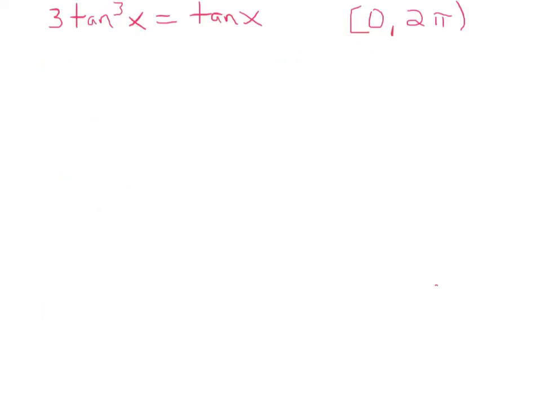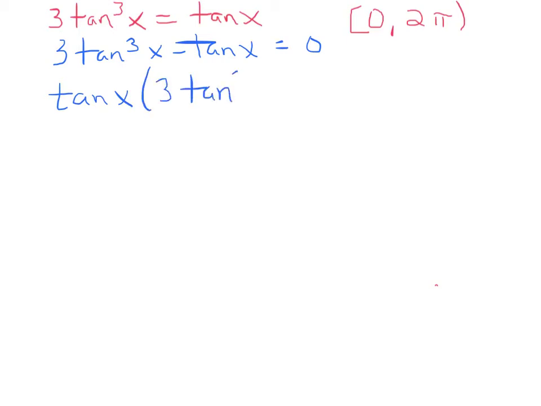3 tangent cubed x equals tangent x. Now here we do have a restriction, so that might help us out a little bit. We won't have to have that pi n or that 2 pi n stuff going on there to get all of those infinite solutions. Okay, so again, I need to collect the terms on one side. So 3 tangent cubed x minus tangent x equals 0. And again, we're going to factor out a tangent x, which would leave me with 3 tangent squared x minus 1 equals 0. So again, once it's factored, I take each factor and set each factor equal to 0.